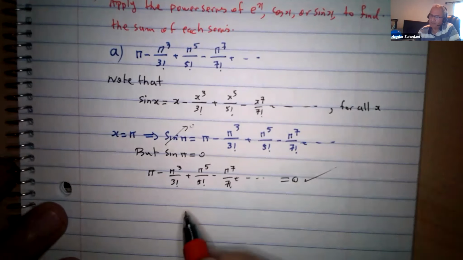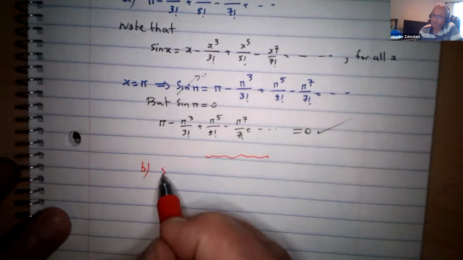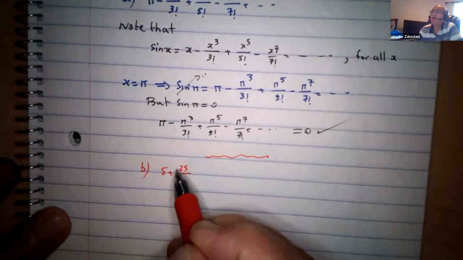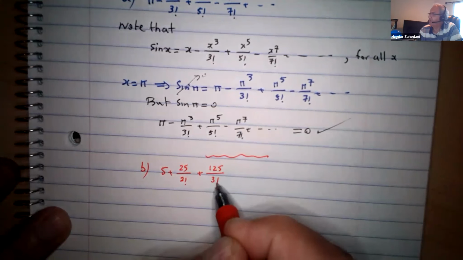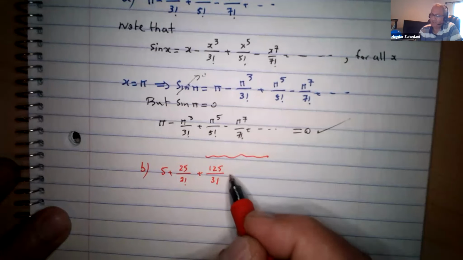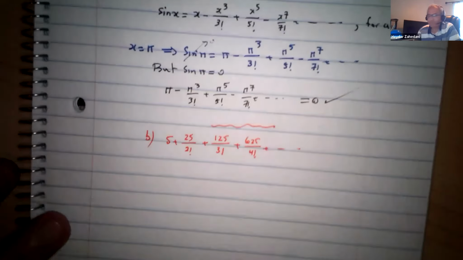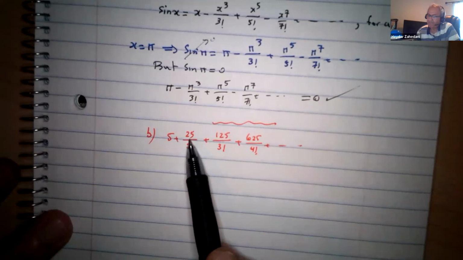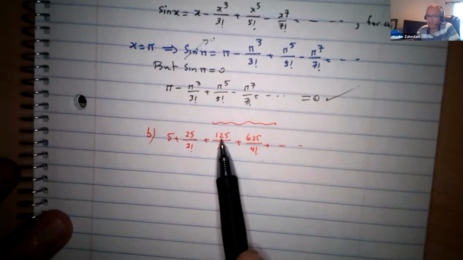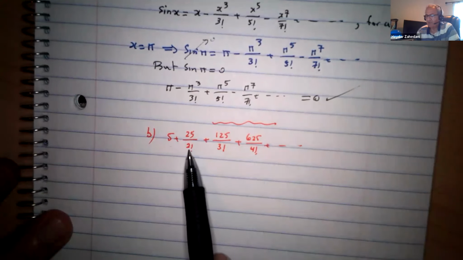And the second part, B: you have 5 plus 25 over 2 factorial, then you have 125 over 3 factorial, and you continue, we get 625 over 4 factorial. Again, you check to see: this is 5, this is 25, 5 squared, it's 125, 5 to the third, 5 to the fourth. So you have all the powers, and you have 1 factorial, 2 factorial, 3, 4.